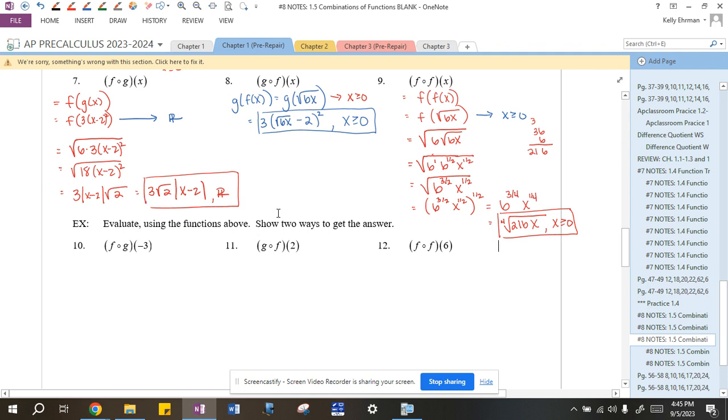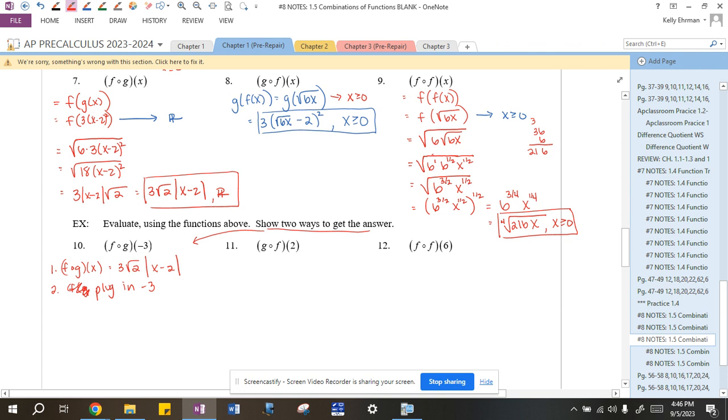Okay, evaluate using the functions above. Again, show two ways to get the answer. So I'm just going to do this once. The long way is find f composed with g of x using the functions above. So we did that back here. We got 3 radical 2 times absolute value of x minus 2. Now we already did that work, so when I say that's the long way, it doesn't feel that long, but we would have done all that work. And then you would plug in -3. If you do that, that's not bad. That's 3 radical 2 times absolute value of -5.